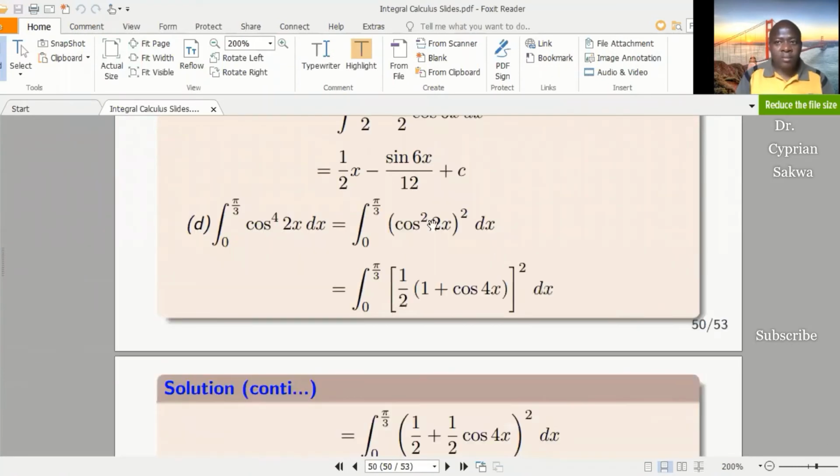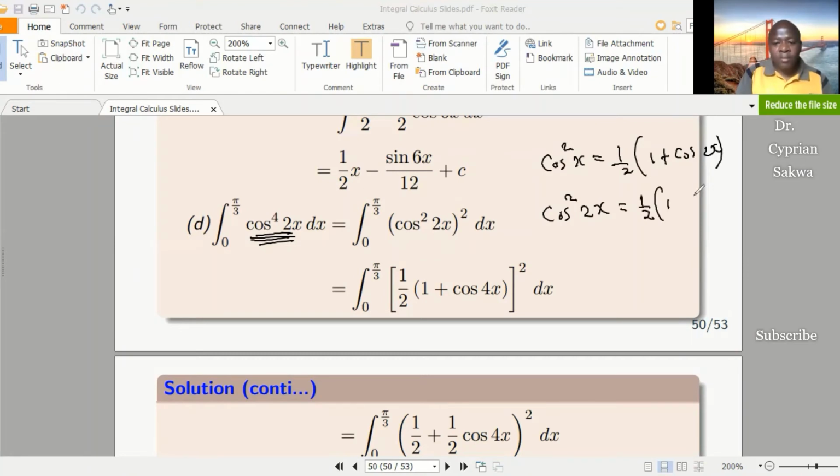Let's look at this other example. And the example is this. Look at this. Good. We go back to our formula. Our formula says that cos squared x would be a half into 1 plus cos 2x. But what do I have? This. I also know that cos squared 2x would be a half into 1 plus cos 4x. What about this? This is cos 2x squared.